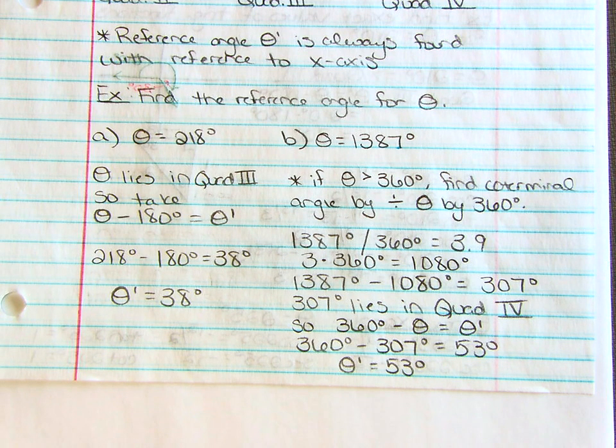The same thing's true if your theta was negative. Maybe it starts you off with a negative angle. What you're going to do then is you would add 360 until you get up into that positive range. Okay? Because you have to be able to figure out what quadrant you're lying in order to figure out what to do with your theta and how to find the reference angle.